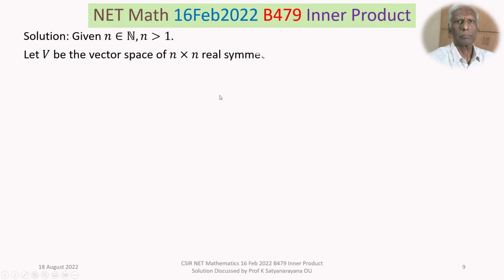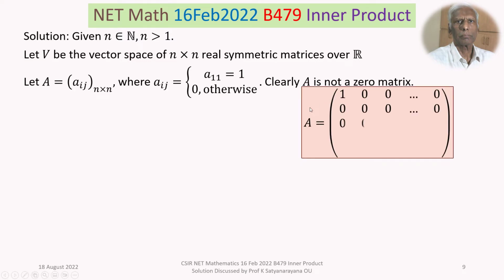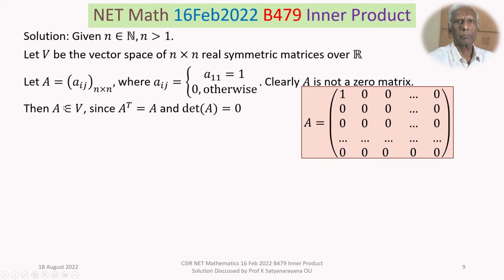Now we consider another example. Let A = (aij), an n by n matrix, where a11 is 1 and the remaining aij's are all 0. So clearly A is not a 0 matrix. And the matrix, the n by n matrix, what I am talking about is this one. Now A belongs to V because it is a real symmetric matrix and its determinant is obviously 0.